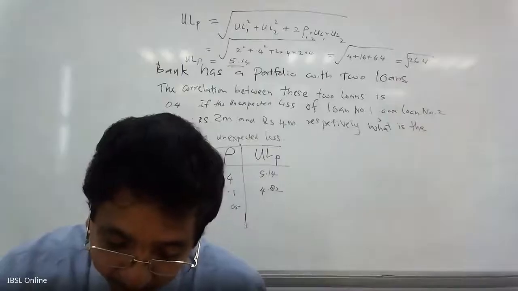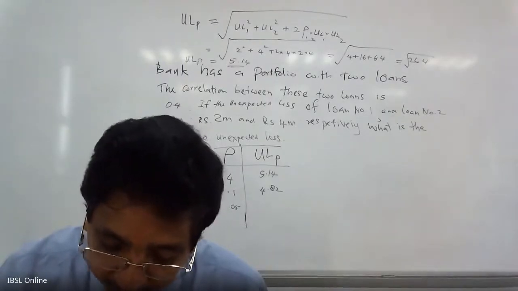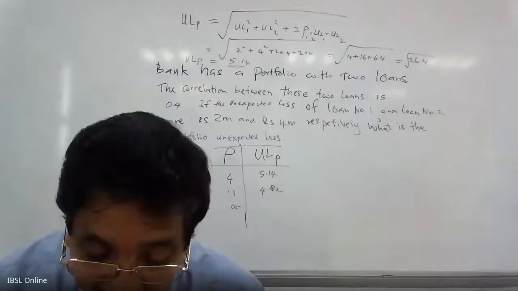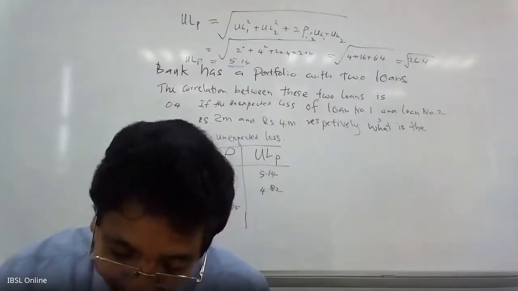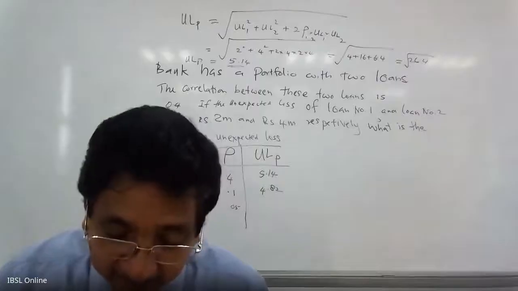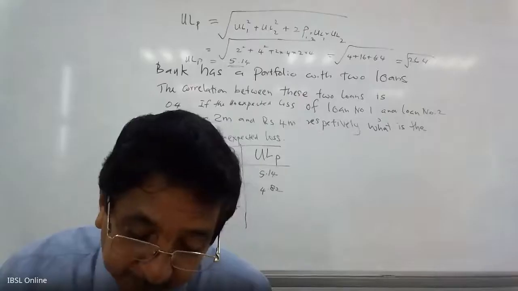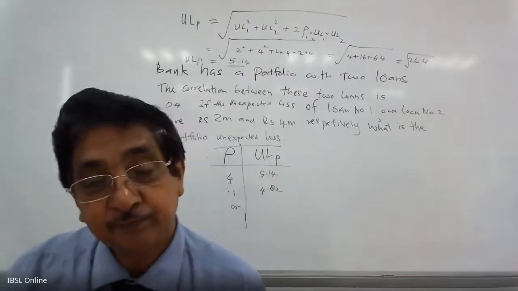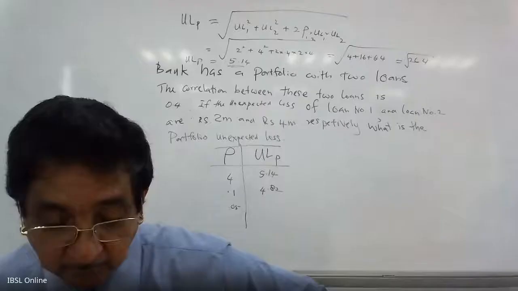What is that value? 2 into 0.05 into 2 into 4. That is 0.8, is it? That you got, no? 0.8. Yeah. 0.8 plus 20 is 20.8. The square root of 20.8 is 4.56. 4.56 is the answer. I think you can follow it.